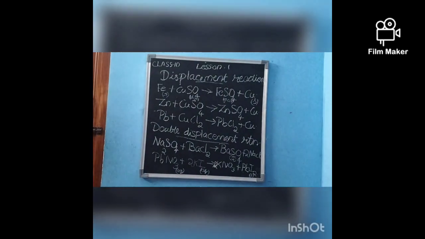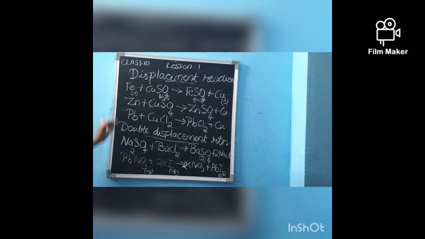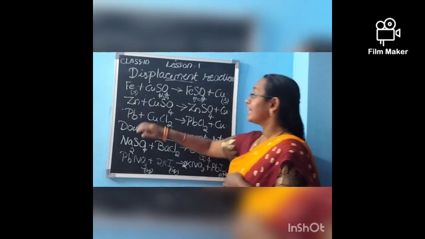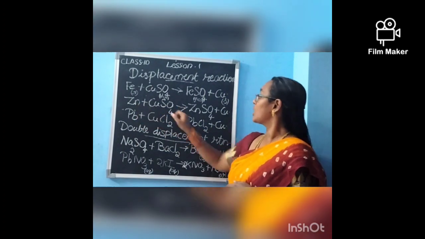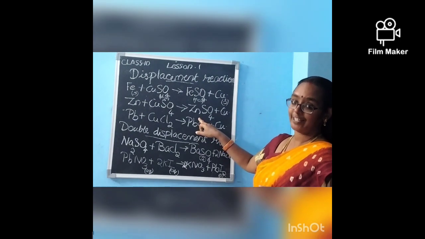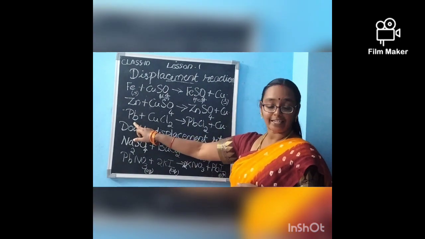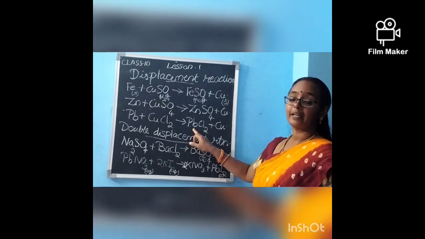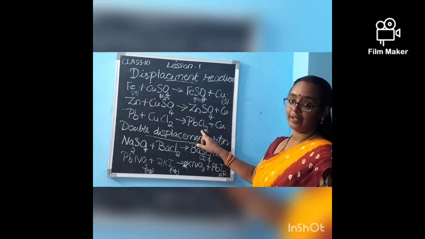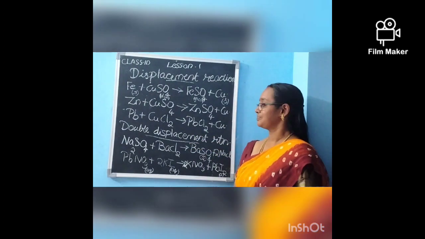This is a kind of displacement reaction. Here also, zinc is highly reactive compared to copper. That's why it was able to displace copper from the solution and zinc sulfate has been formed. Now, is it clear? Lead, as the reactivity is more compared to copper, displaces it and takes its position with chloride. So, lead chloride. Okay, it's clear, I think.